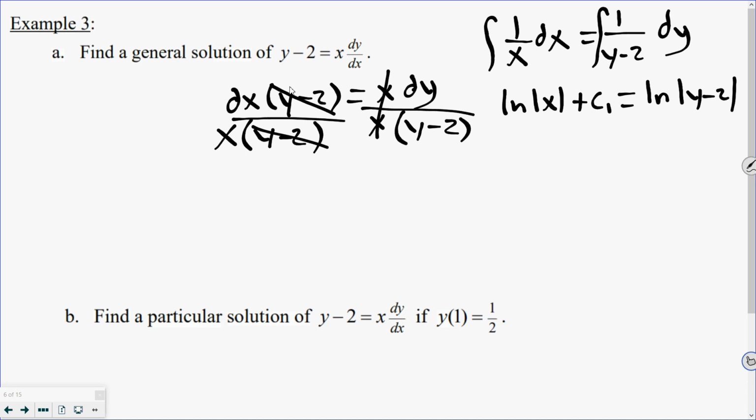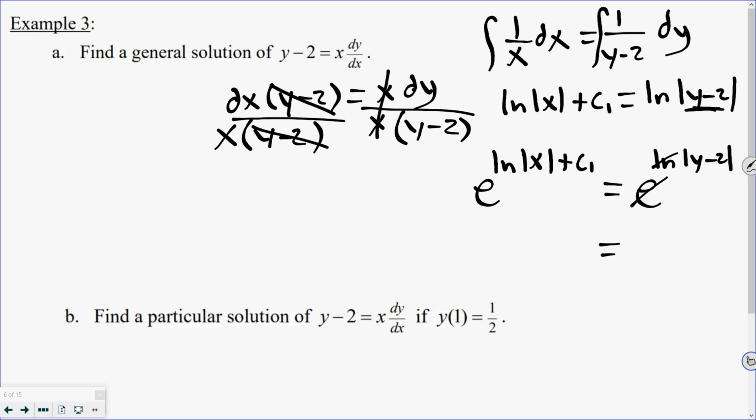So this is a little bit tricky, so make sure you're focused. I want to get y by itself. I can't get y by itself as long as it's trapped inside of that ln. So I need to get rid of the ln's. So what I can do is take both sides and rewrite them as being e to that power, e to the ln of the absolute value of x plus c1. And over here I have e to the ln of the absolute value of y - 2.